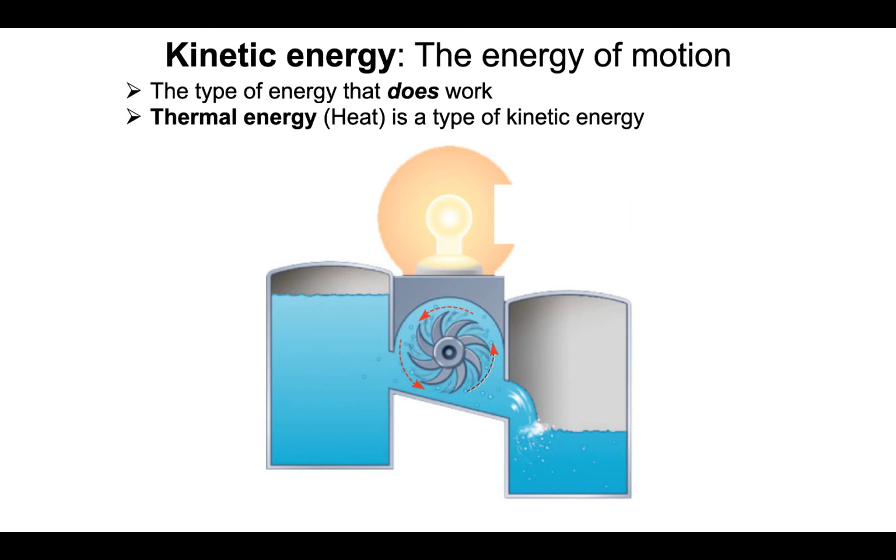And then, of course, there's kinetic energy, the energy of motion. So this water rushing down from high concentration to low concentration, spinning the rotors in the turbine, thereby generating electricity. Thermal heat is a form of kinetic energy. Unfortunately, life can't use the energy of heat.